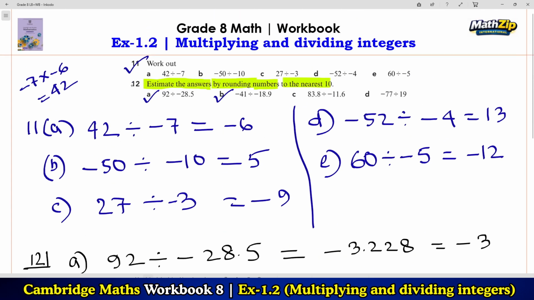So number 12 is done, and we have completed part 3 of exercise 1.2. We are following the Cambridge Lower Secondary Mathematics Workbook 8.